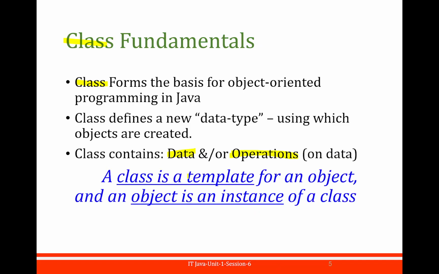It is a template for an object. An object is an instance of a class. So this thing you have to remember: class is just a template for an object. Object is the instance of a class. For example, in real time we can consider class as a blueprint of a house, whereas object is the actual house that we build. Class does not exist in reality, whereas object exists in reality. Class is just a template.